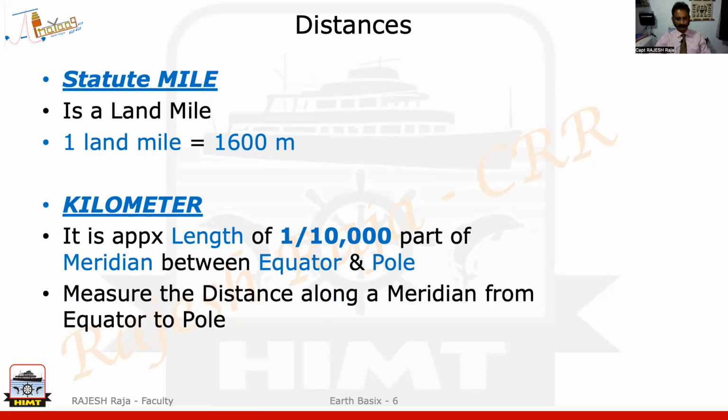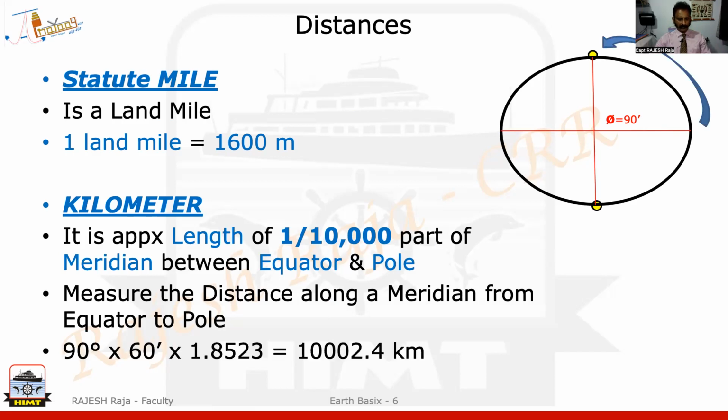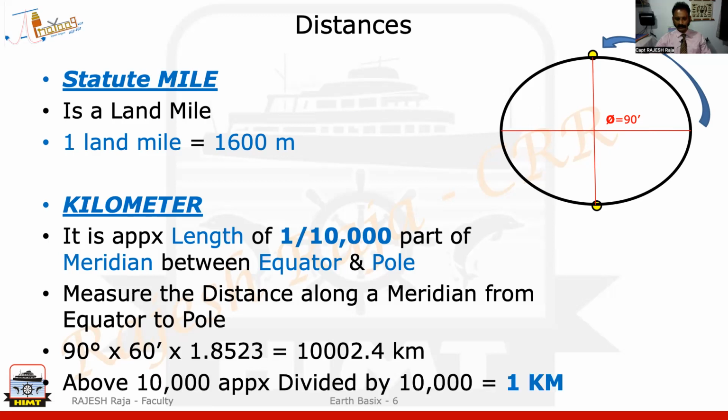I'm going to show you that picture. We measure the distance along any meridian from the equator to the pole like this. Equator to pole is 90 degrees, and this is the measurement you do. You can calculate it actually. It's 90 degrees, each degree is 60 minutes, and each nautical mile is 1852 meters. Put it in kilometers and you get around 10,000, a few odd kilometers. So approximately you divide by 10,000, and that is what is called a kilometer. There's no need for you to remember these two definitions, but there's nothing wrong in knowing them as general knowledge.